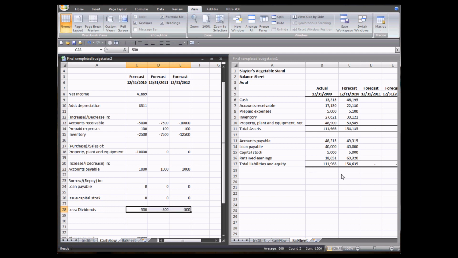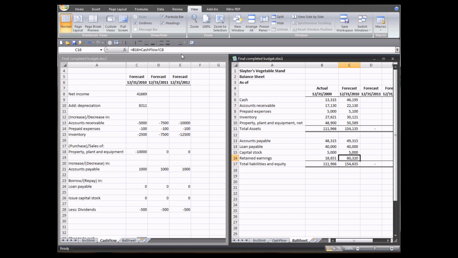Okay, so let's say I plan on paying $500 of dividends. Over here on my retained earnings, I also want to add the dividends to my retained earnings, and there you can see I stay in balance. Okay, so at this point, I should have everything that I need taken care of on my cash flow for adjusting my balance sheet.